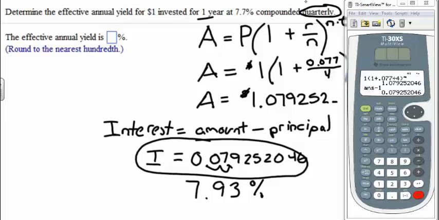So an account that is compounded quarterly for 1 year at 7.7% interest is equivalent to a simple interest rate that's only compounded once at the end of the year at 7.93%. So the effective annual yield is 7.93%.